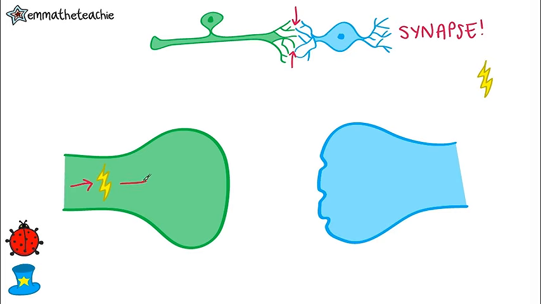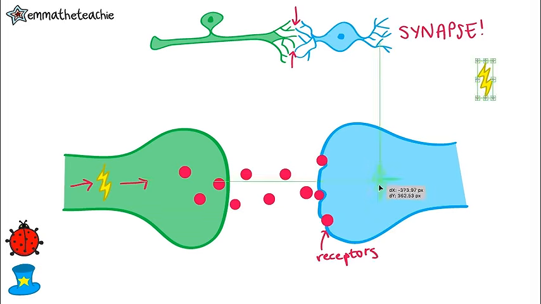As the electrical impulse reaches the end of one neuron, it causes chemical messengers, also known as neurotransmitters, to be released and diffuse across the gap. They attach to receptors on the next neuron. This causes a new electrical impulse to be triggered, and it will then travel across that neuron as well.